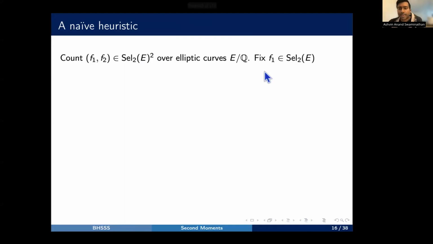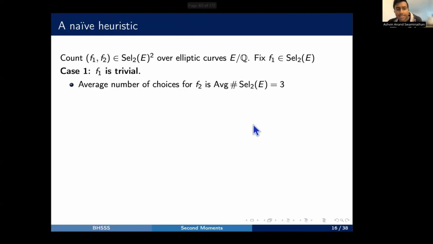So fix F1. The first case is that F1 is the trivial element. In this case, that doesn't say anything about our elliptic curve, and Bhargava and Shankar tell us that the average number of choices for F2 is 3. So from this case, we have 1 choice for F1, 3 choices for F2, yielding a contribution of 3 to the second moment.